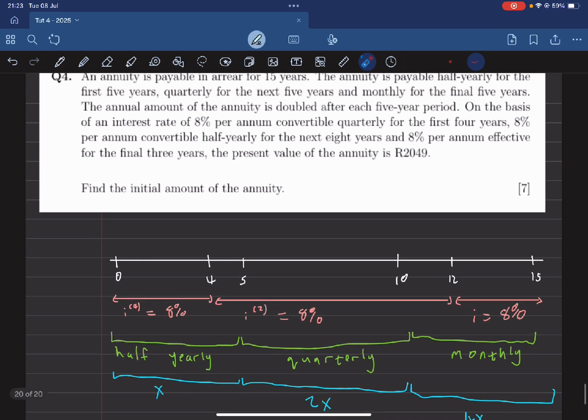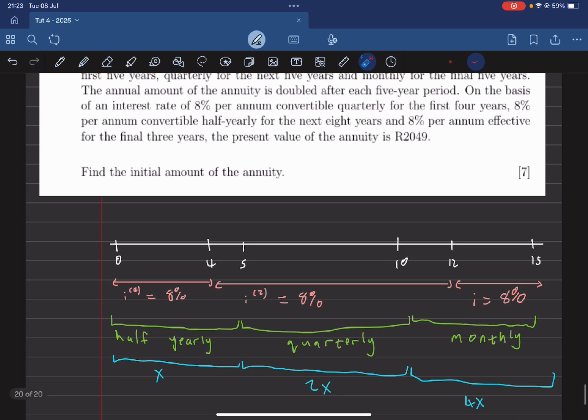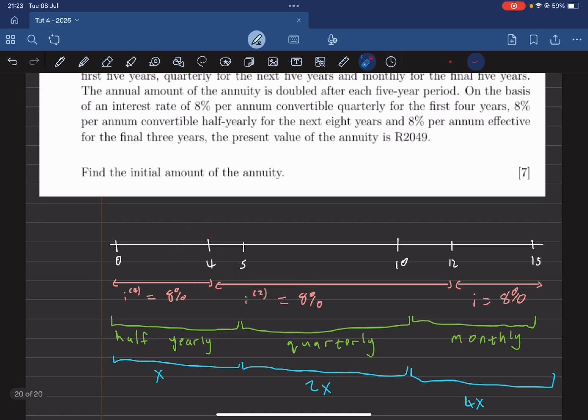So we're going to have to write a whole equation to find the present value, equate it to that, and then solve for X. So to find the present value of these annuities, we're going to have to get these interest rates into the same time interval that the annuity is paid. For example, this one's half yearly, so we want an interest rate that's half yearly. This one's quarterly, so we want an interest rate that's quarterly, and this is monthly, so we need to convert this to a monthly interest rate.